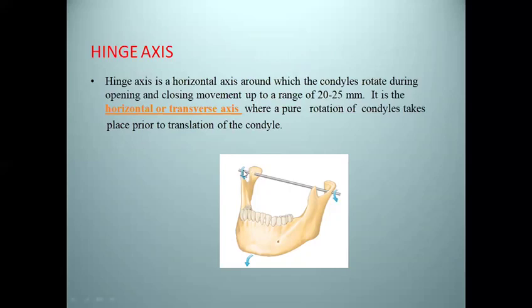So we can see that the hinge axis is the imaginary line passing through the center of the condyles. When the person opens his mouth up to a range of 20 to 25 millimeters, only the rotatory movement of the condyles takes place. There is just pure rotation of the condyles. When the person opens his mouth more than this range, then the translation begins. So the hinge axis is actually the axis passing through the middle of the condyles when the opening of the mouth is in the range of 20 to 25 millimeters.